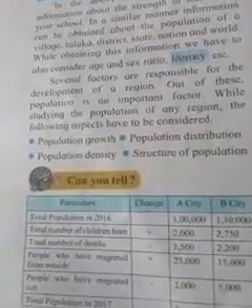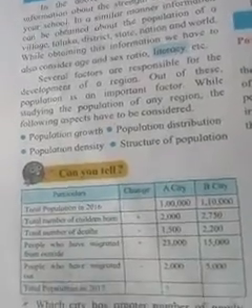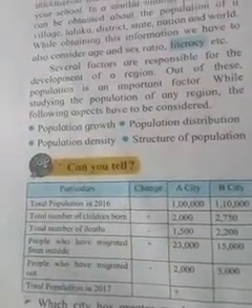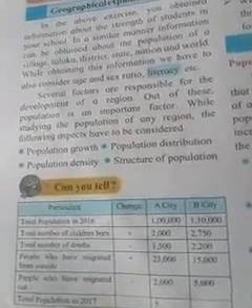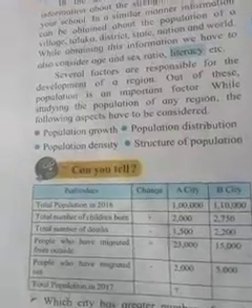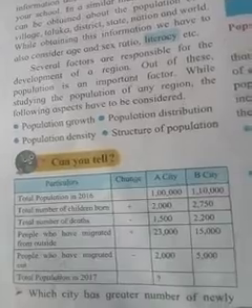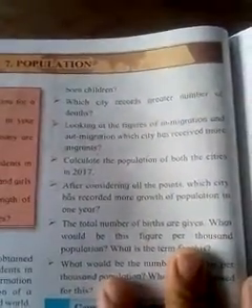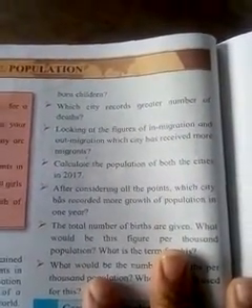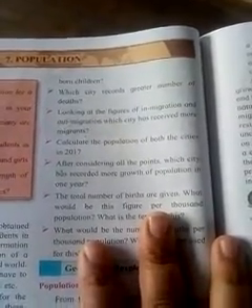Here are the particulars for City A and City B: total population, number of children born, number of deaths, people who migrated in from outside, people who migrated out, and total population. Which city has a greater number of newly born children, which city recorded a greater number of deaths, and looking at the figures of in-migration and out-migration, which city has received more migrants?